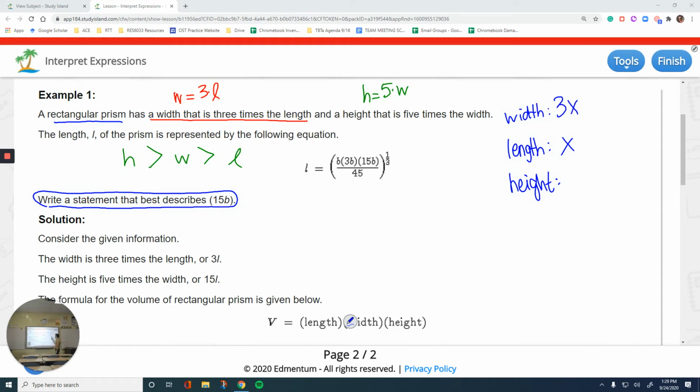And then the height is going to be 5 times the width. Here's my width. I need to multiply this by 5. 5 times 3 is 15. And then x stays there.